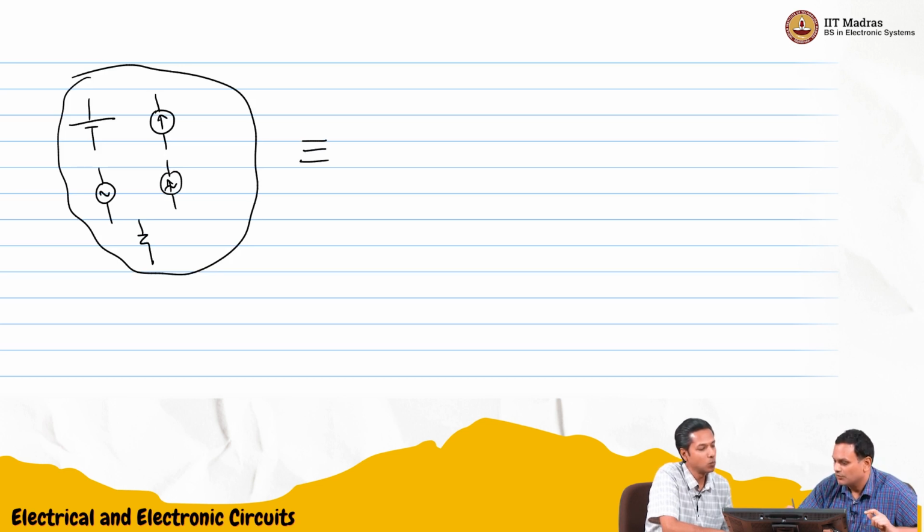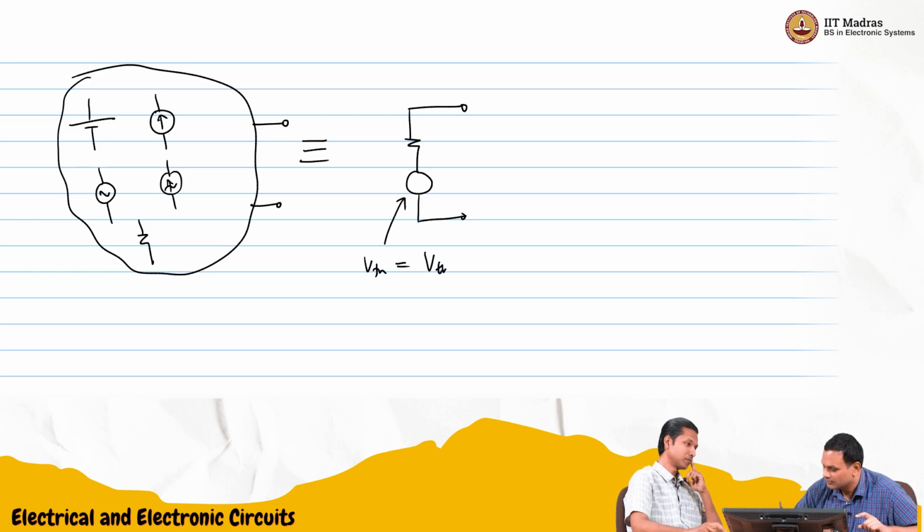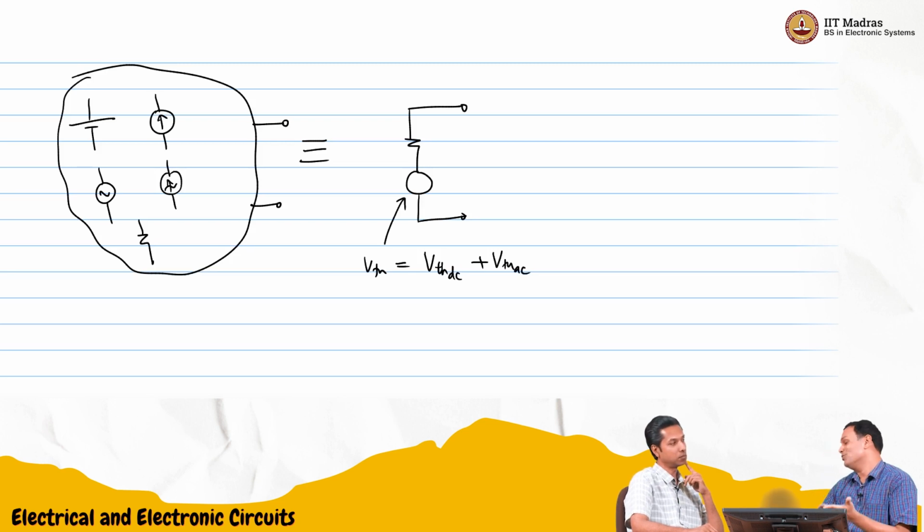And now what this means is that I can have a Thevenin equivalent. I'll show it like this. Now this Thevenin voltage will have an AC component and a DC component. So I'll write it like this: V Thevenin AC plus V Thevenin DC. It will have both. Or you can draw it as a series combination of V Thevenin AC and V Thevenin DC, if you don't want to write it in a complicated way.